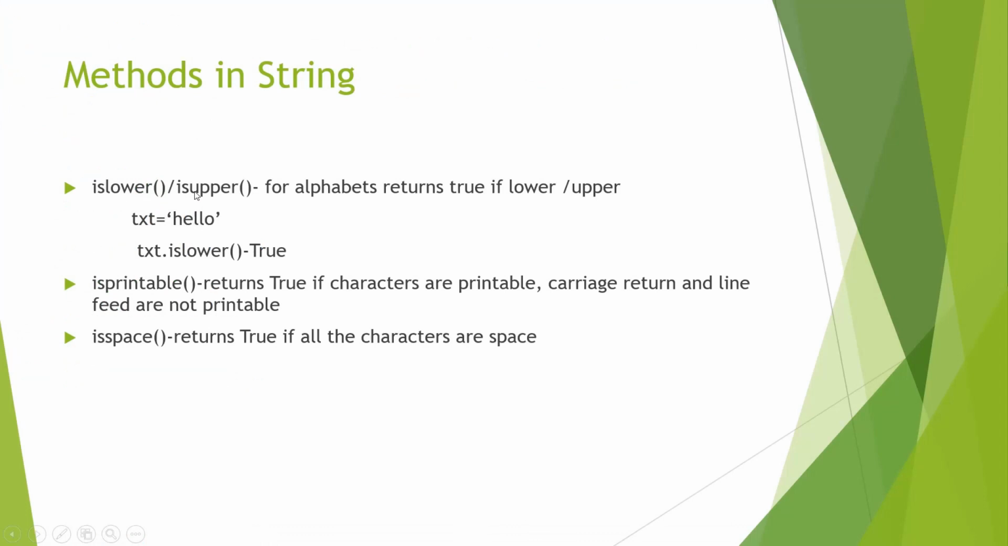isLower method and isUpper method. As the name suggests, it checks if all the values within the string are lowercase letters or uppercase letters. Depending on that, it gives us the answer true or false. isPrintable checks if all the characters are printable. If they are, it gives us true. If they are not, it gives us false. So when does it give false? When there is a carriage return and a line feed, because these two are not printable. isSpace checks if all the values within the string are spaces. If they are all spaces, it gives us true, otherwise it gives us false.